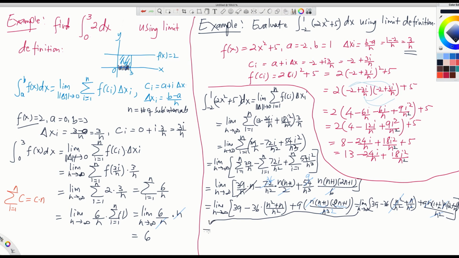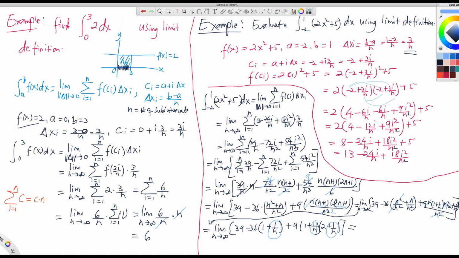So this is equal to limit n tends to infinity, okay? What is left is 39 minus 36 times 1 plus 1 over n, okay? And then plus 9 times 1 plus 1 over n times 2 plus 1 over n, because all the other things are cancelling out. Now what we do is I'll plug in the limit. If you plug in the limit, what happens there? This will become 0 because n tends to infinity. You are dividing 1 by infinity. That will be 0, this will be 0, and that will be 0.